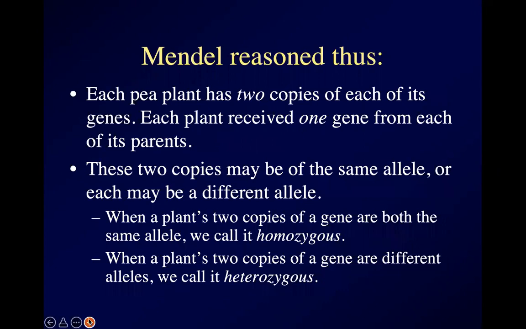So every pea plant, Mendel reasoned, has two copies of each gene, and each plant got one gene from each of its parents. The two copies may happen to be of the same allele, or the two copies may be different alleles. When a plant's two copies of a gene are both the same, we call that plant homozygous. Homo is Greek for same. Zygous comes from the word for a yoke.